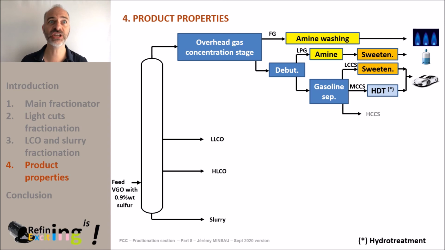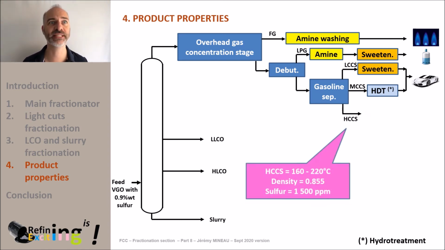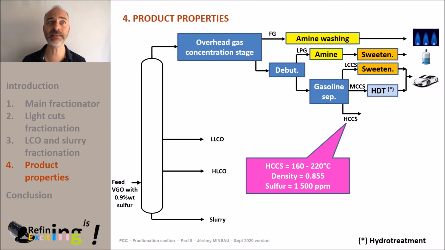The typical distillation range of the heavy gasoline is about 160 to 220 degrees C. Then, its typical density is about 0.855. It contains about 2% of the FCC feed sulfur, which means a value of about 1,500 ppm. It is a very good candidate to be incorporated into the diesel pool, but after a hydrotreatment step to remove the sulfur. Well, that's it for this video, and see you for the last video to talk about the future of heavier cuts.